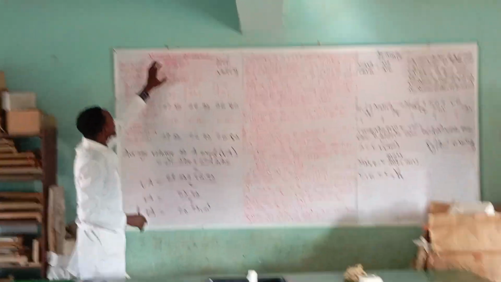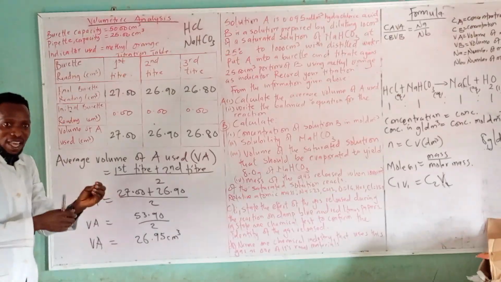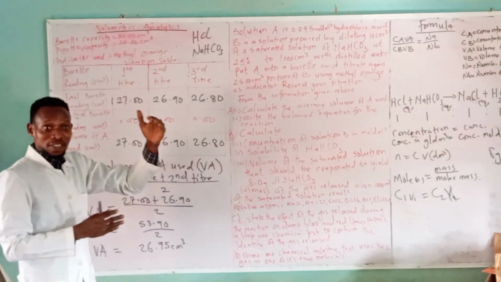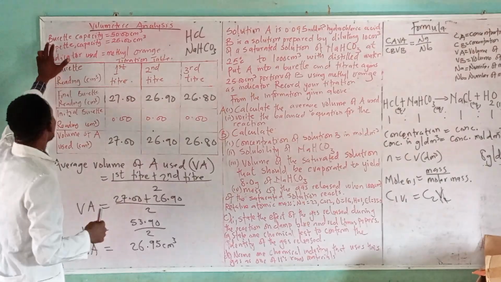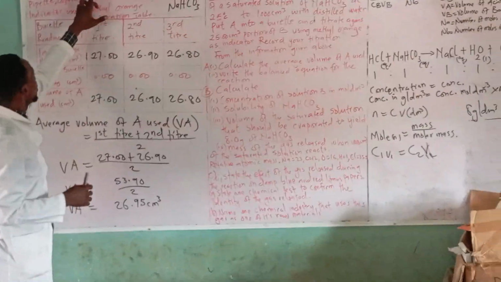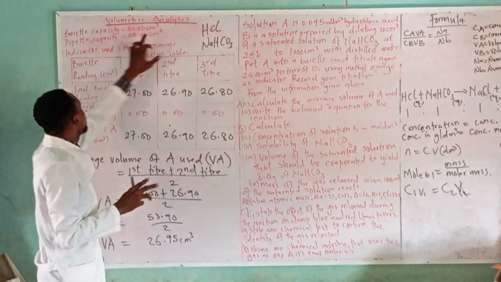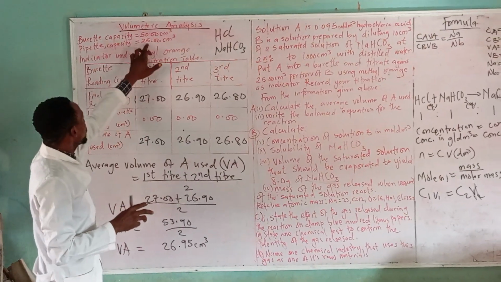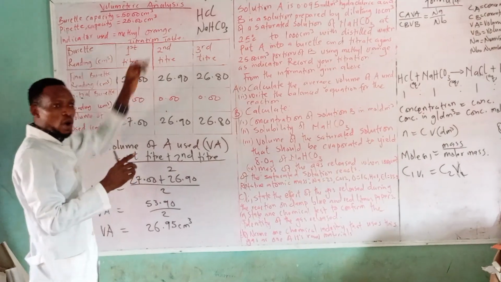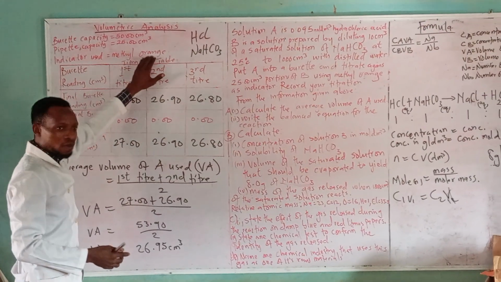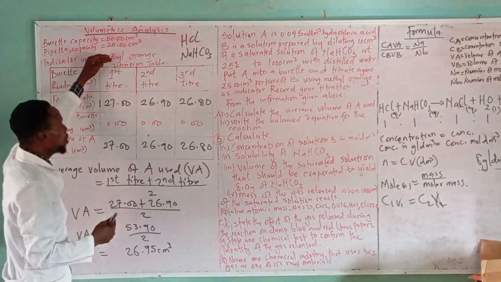Here, when you are starting, this is what you are going to start with. You are using the burette and the pipette. Our burette is calibrated with 50 cm cube. Now, write the calibration: burette capacity 50.00, two decimal places, cm cube. Your pipette capacity 25.00 cm cube. For the indicator you are using, you write indicator used: methyl orange. Now, draw your titration table.